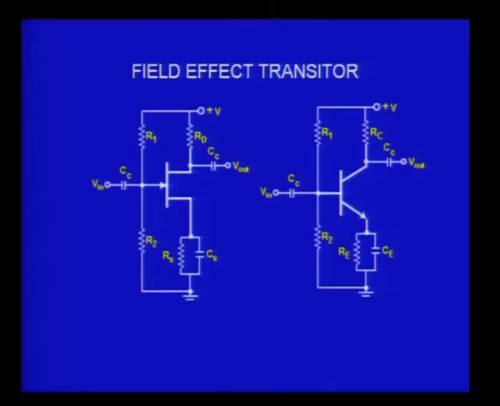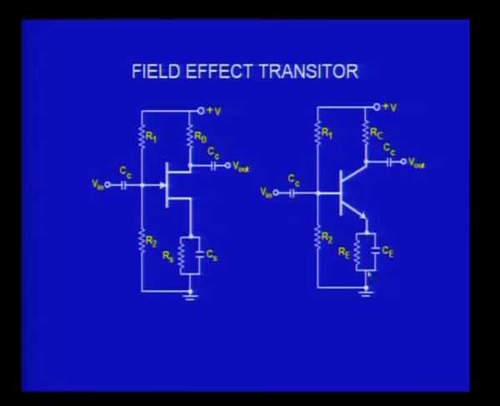Similarly, if I now take another configuration, here what I have is a transistor amplifier. This is again familiar to most of you. This is a voltage divider bias with R1 and R2. You have the collector resistance RC. You take the output between the collector and the VCC. The input is given at the base through the capacitor.